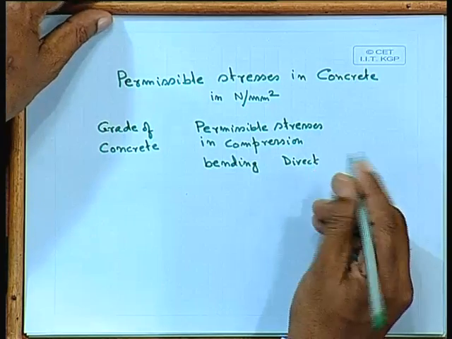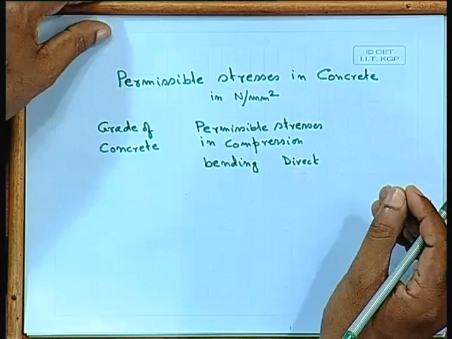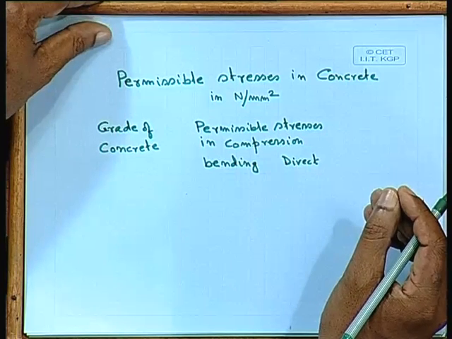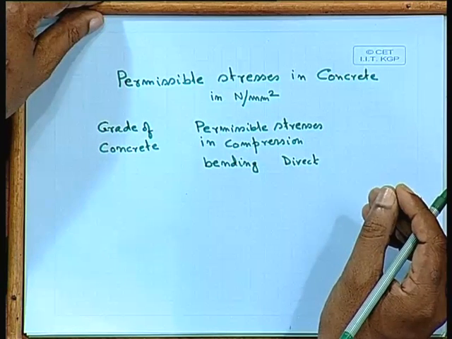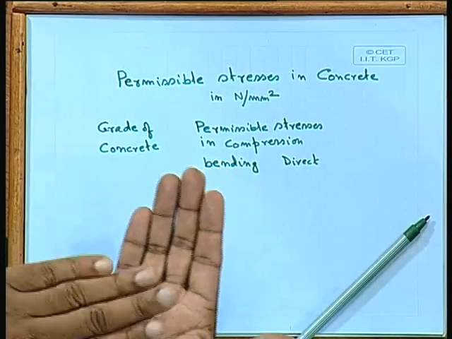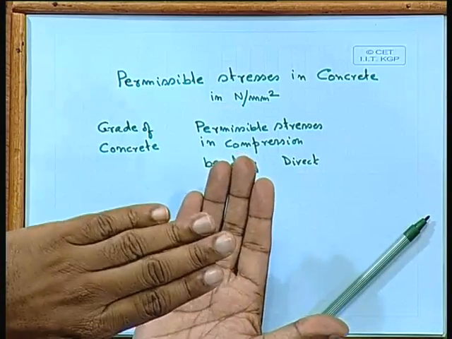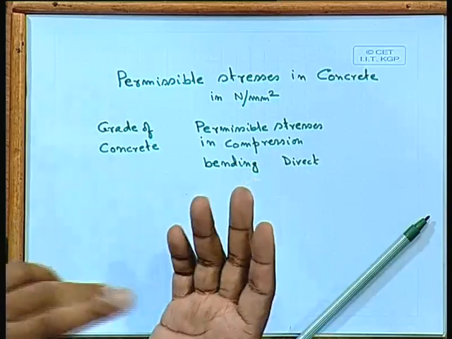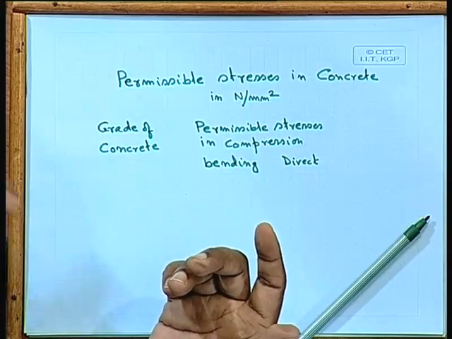When a beam is bent, the compressive stress that develops is called bending compression. A column, whenever you press the column, say like this, that is called direct compression. So, you have bending compression and you have direct compression, two different compressions.